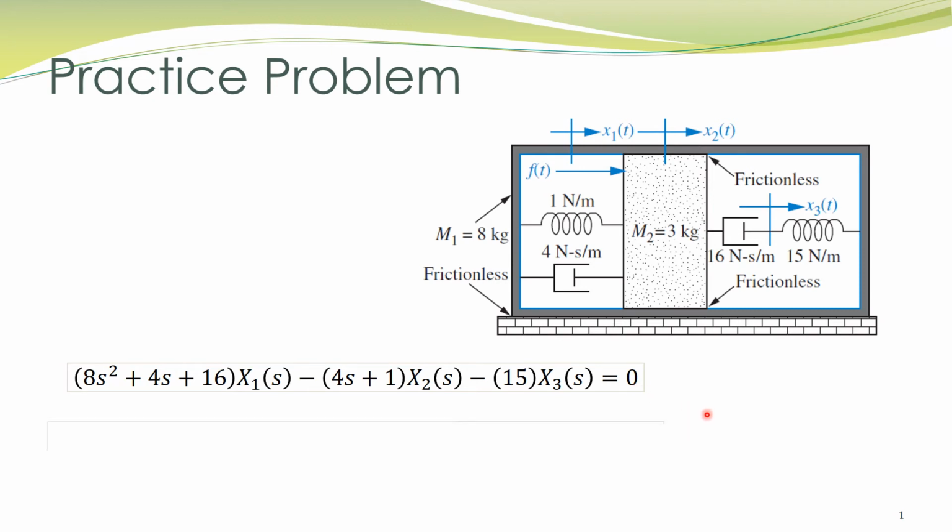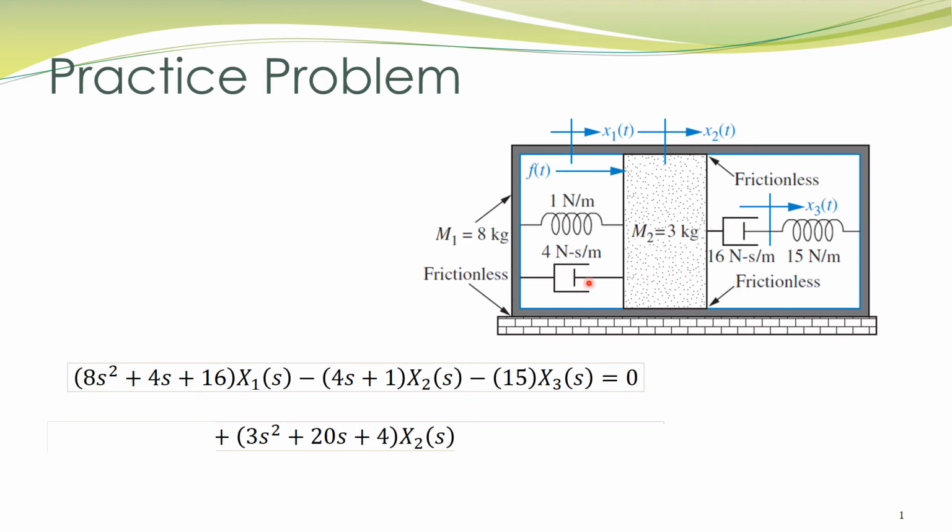For the second equation, we have x2 of s multiplied by the sum of the impedances which are connected to displacement x2. What are the impedances which are connected with this displacement? The impedance of this mass, which is m2s square, that is 3s square. This impedance is connected with this displacement.